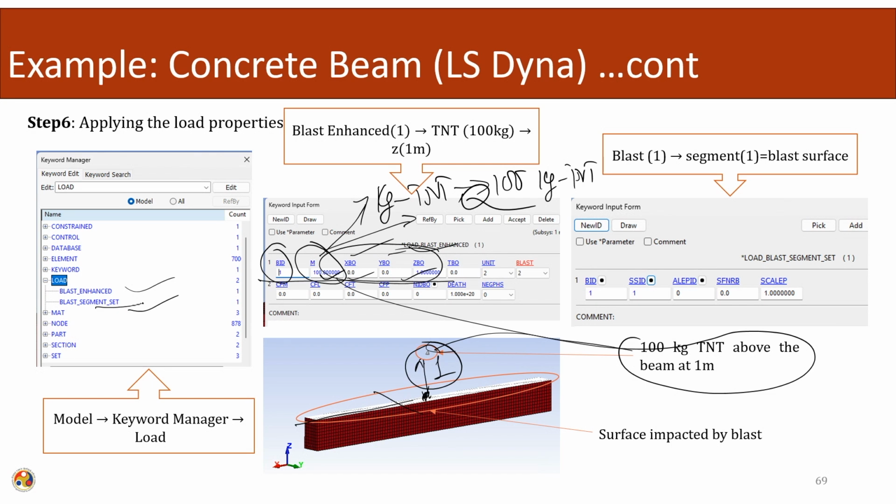Now there is one more additional card used with this charge. This is the blast surface. So where we want to apply the charge, we want to apply the charge in this face, this face, this face.